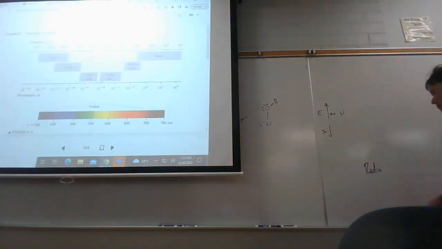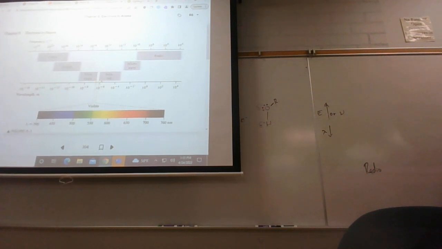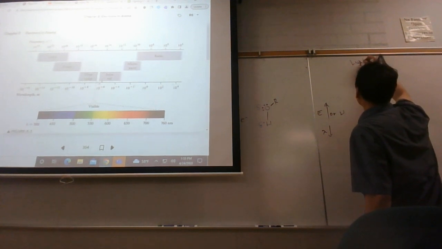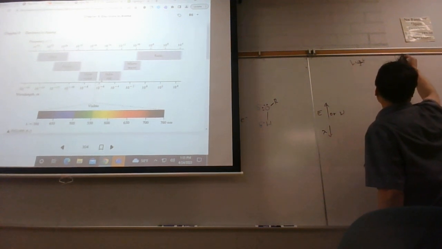But anyway, 1 million cycles per second is considered low frequency. And so this is low energy light. And this low energy light, what can it do with matter? So this is light, and let's just see what the effect is on matter.